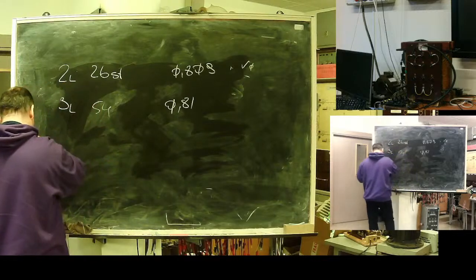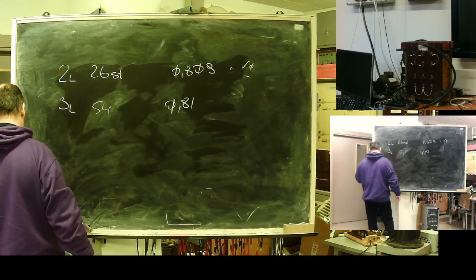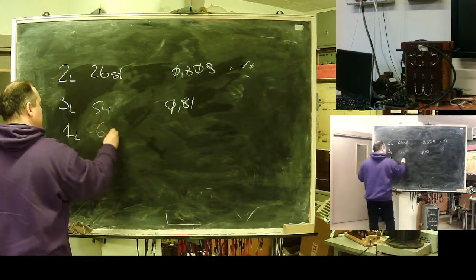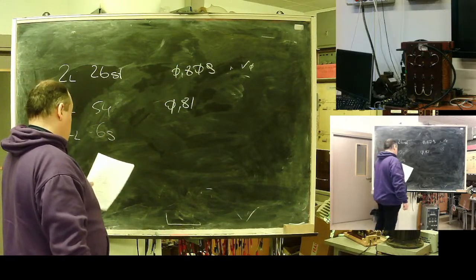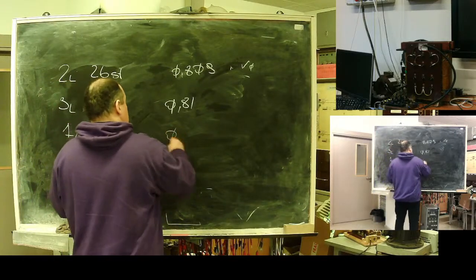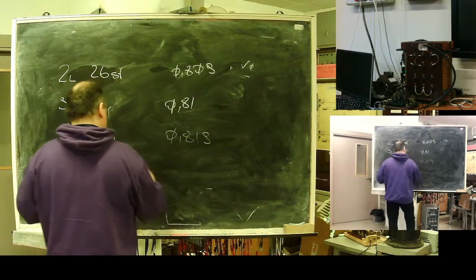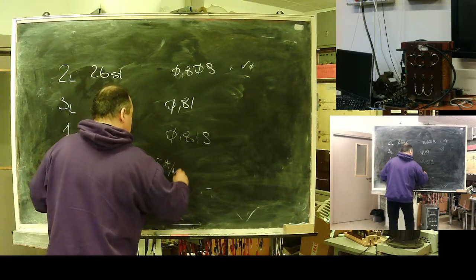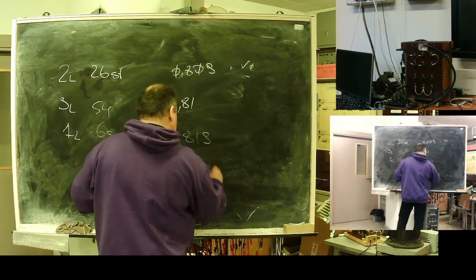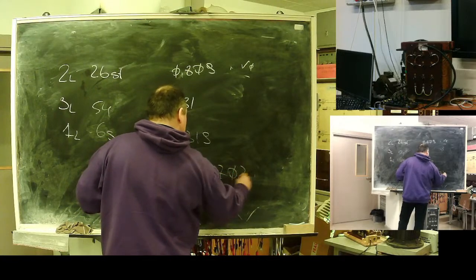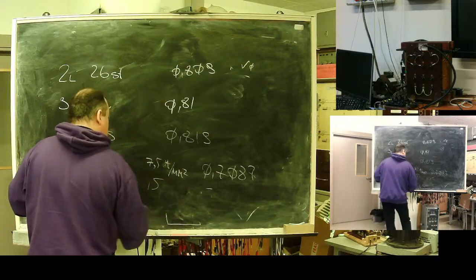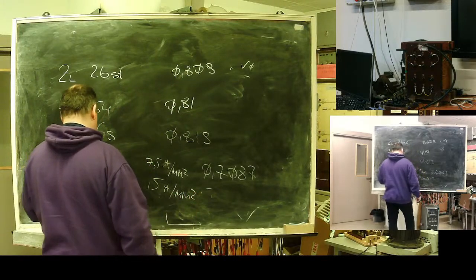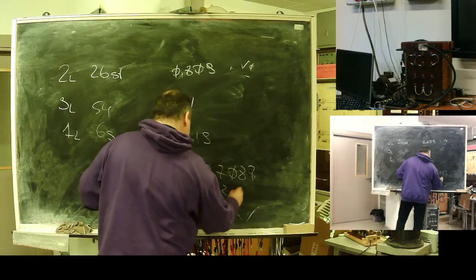0.81, and one layer, 6 strands. At low current 0.819, with the current 7.5 amperes per square millimeter, 0.7087, and with doubling current, 15 amperes per square millimeter, 0.367.